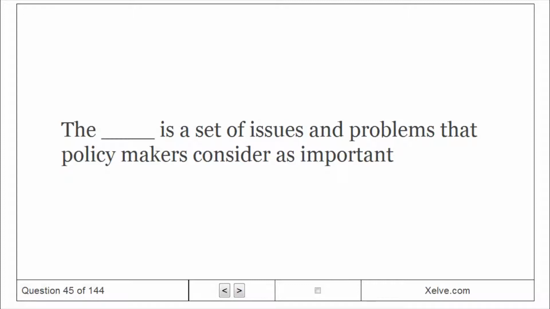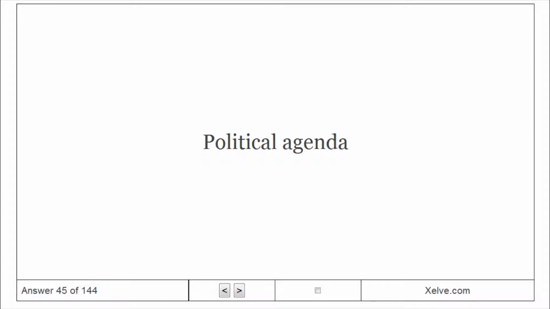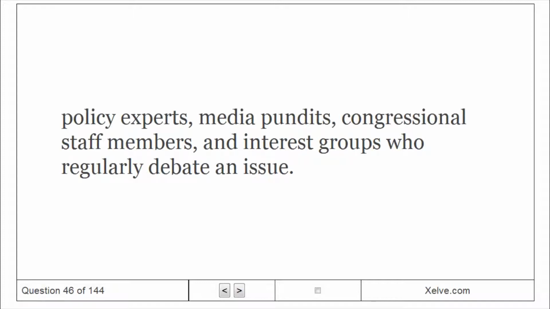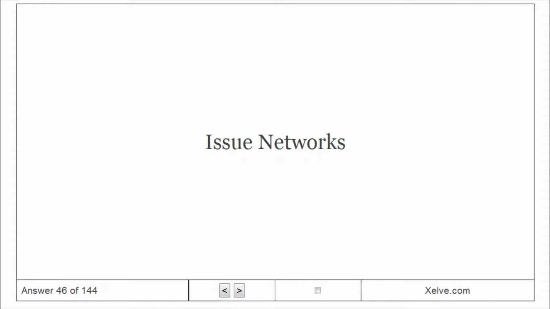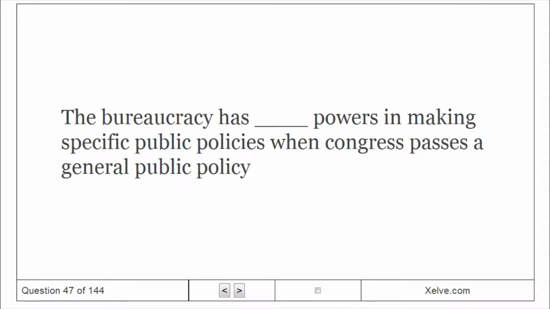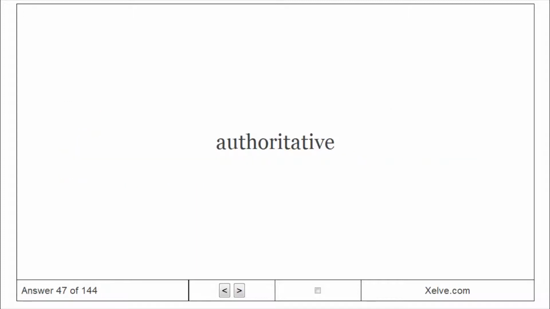The political agenda is a set of issues and problems that policymakers consider as important. Policy experts, media pundits, congressional staff members, and interest groups who regularly debate an issue are issue networks. The bureaucracy has authoritative powers in making specific public policies when Congress passes a general public policy.